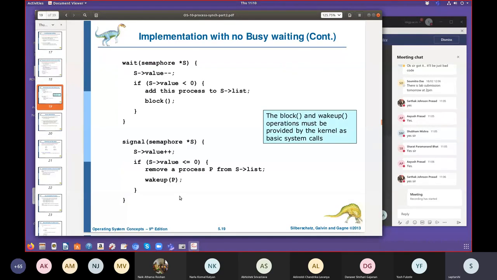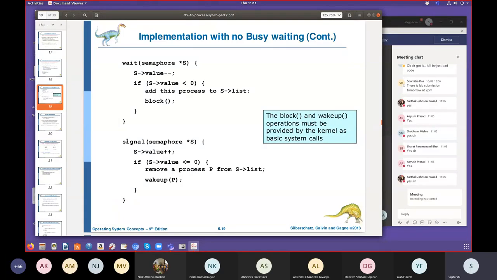And this is what we discussed. These are the pseudocodes for wait and signal. So for wait, the process calling wait will reduce the value of the semaphore by 1. And if the semaphore is not available, that means if the value of s is less than 0, then this process will be added to the list of processes waiting for that semaphore. And then this process will block. This is important because this prevents busy waiting.